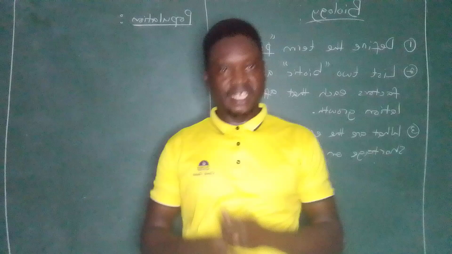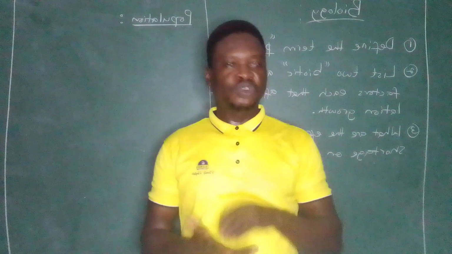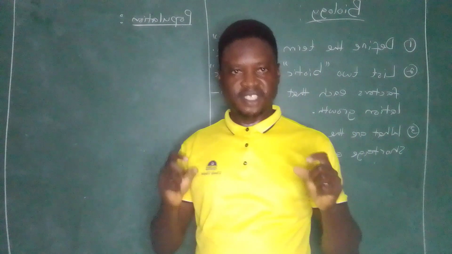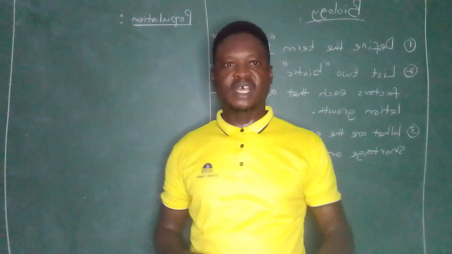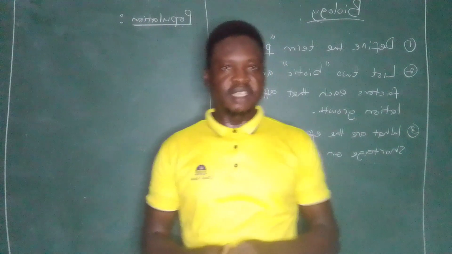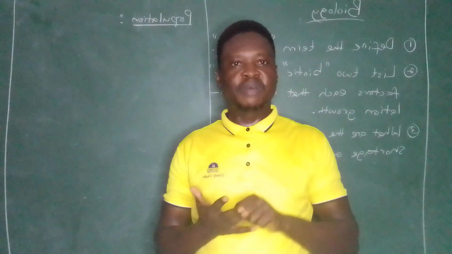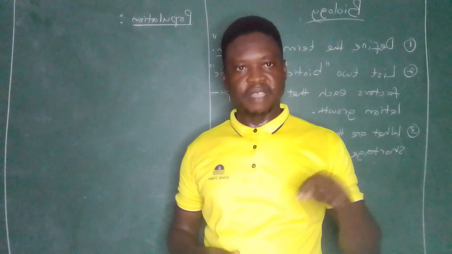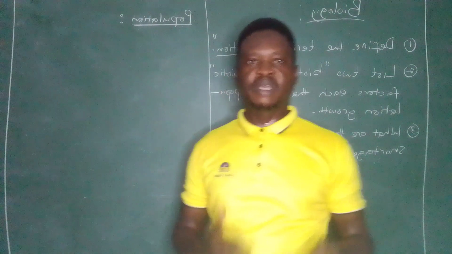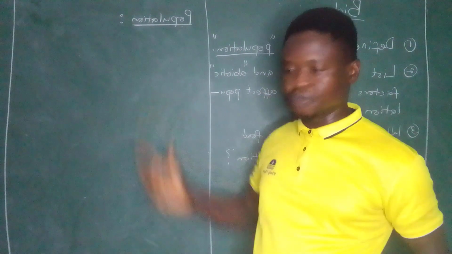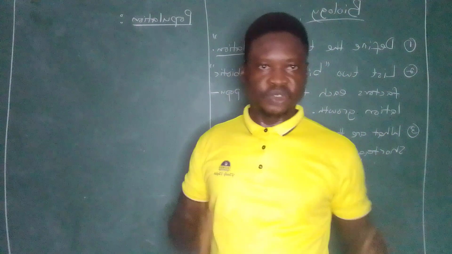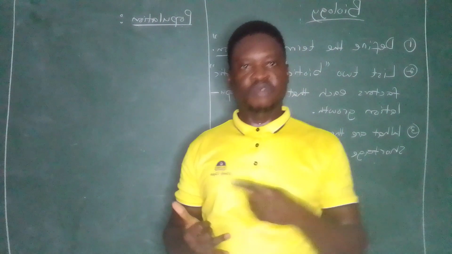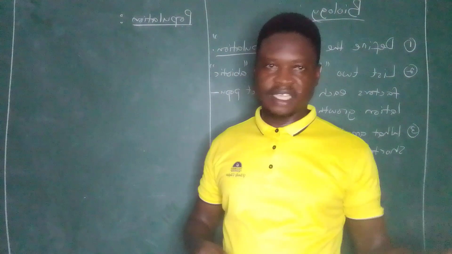Population can simply be defined as the total number of living organisms of the same species living in a particular environment. Again, population can be defined as the total number of the same species living in the same environment. What do you mean by that statement? For example, this is a classroom. In this classroom we have mosquitoes, cockroaches, ants, spiders, and so on.